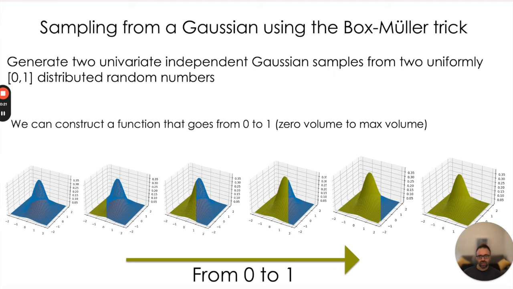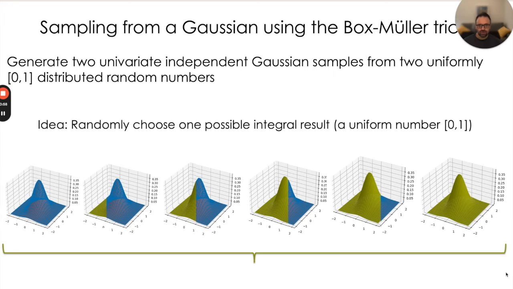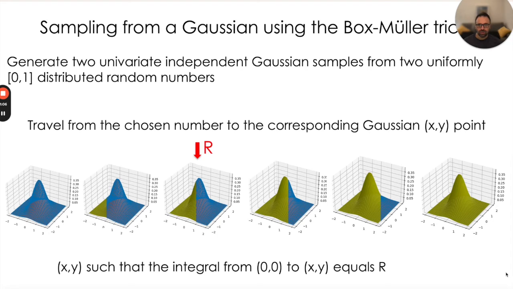Let's say that we can walk from left to right and start grabbing a bigger portion of the PDF until we complete 100% of the mass. So if we manage to choose randomly one number from this range, let's say we find one number R somewhere in the middle of this process, and we can travel back to the source points that generated that proportion of mass, then we will find those Gaussian source points as our Gaussian samples.